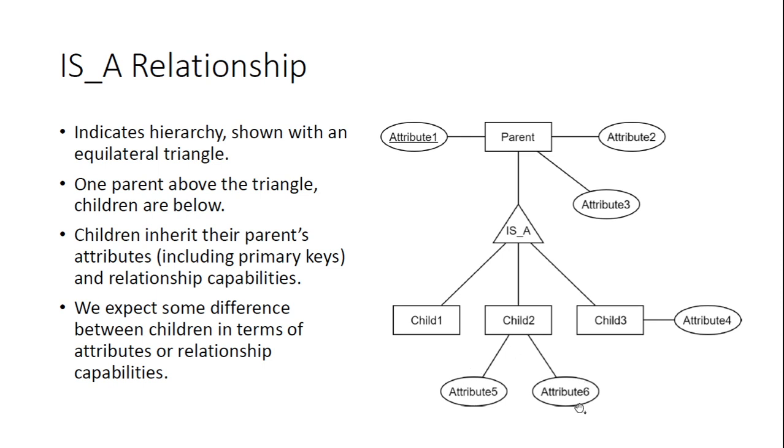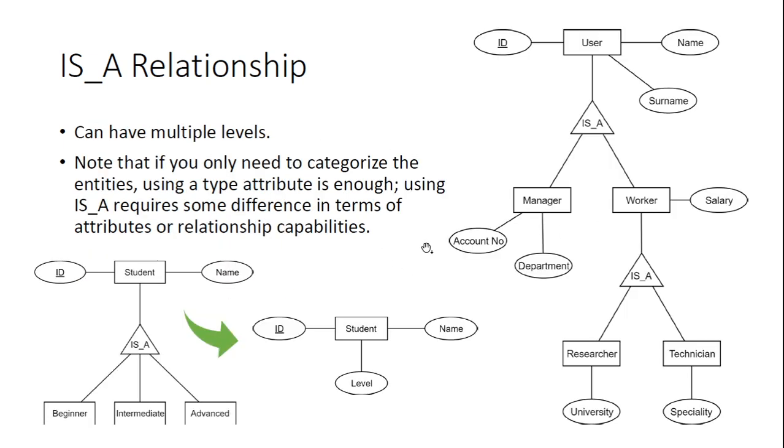So if I'm not introducing any new attributes or any new relationship capabilities, then it's not very meaningful to use an is a relationship. For example, let's say I have students of different levels. The levels are called beginner, intermediate, and advanced. In this case, if I'm using the is a relationship, it doesn't make much sense because I'm not storing any additional data for these different kinds of students. They don't have additional relationships as well. So it can be converted to an attribute in this case.